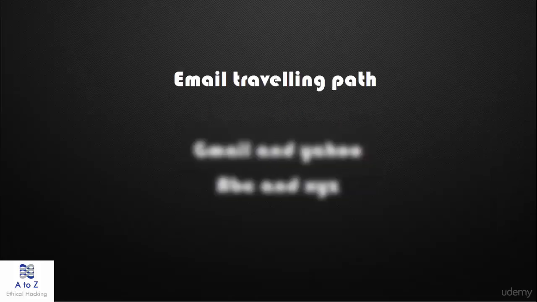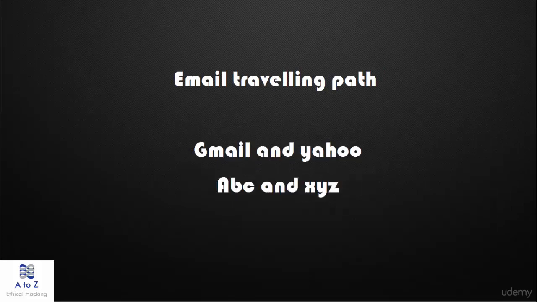Now let's understand the email traveling path. Let's say we have two email providers. One is gmail.com and the other is Yahoo. ABC is a registered user on Gmail and XYZ is a registered user on Yahoo. ABC signs into his email account in Gmail. He then writes an email to xyz@yahoo.in and clicks on send and gets the message that the email is sent successfully.